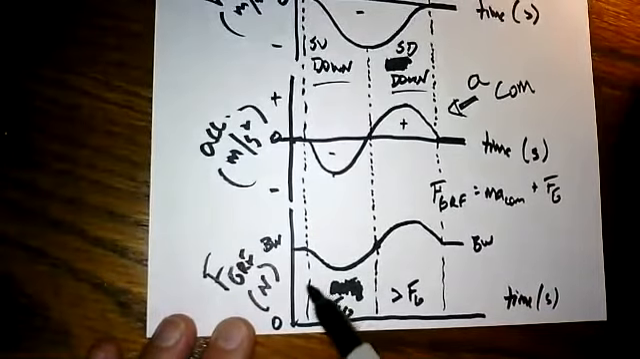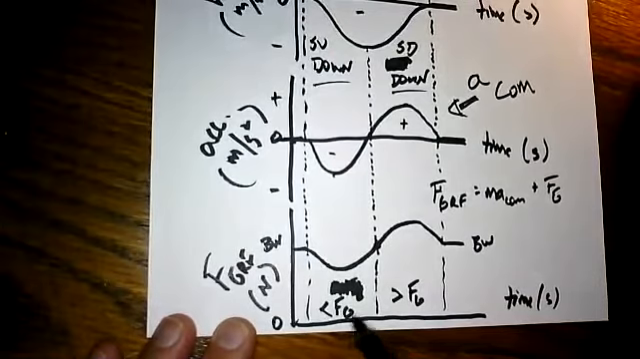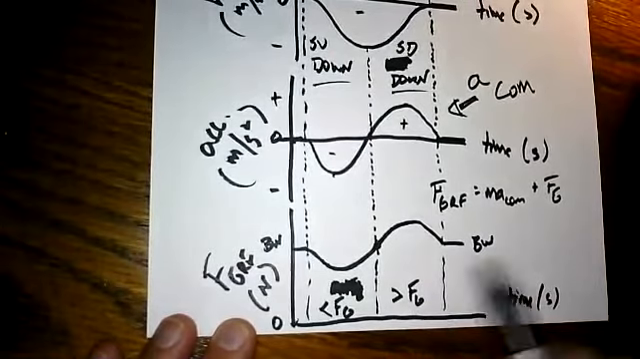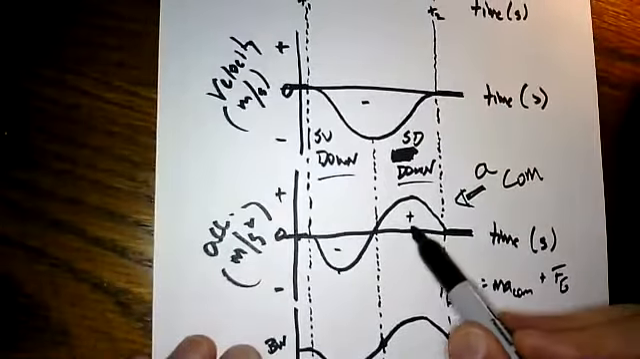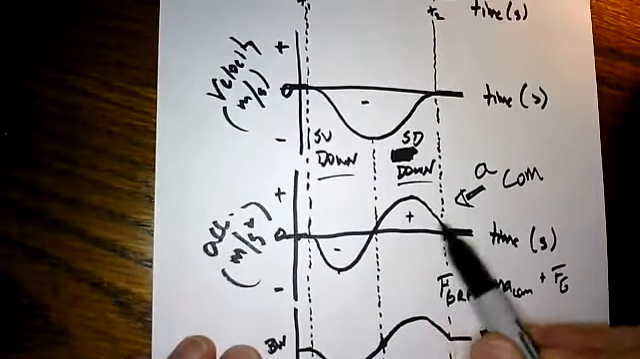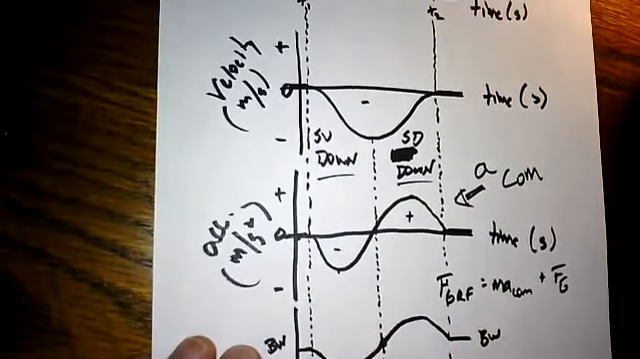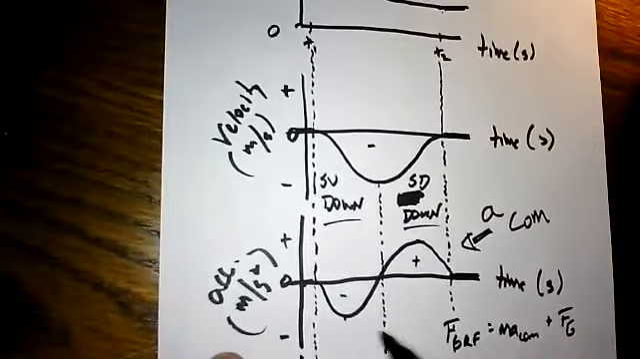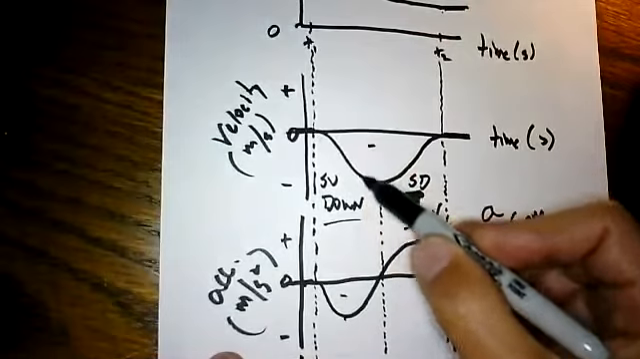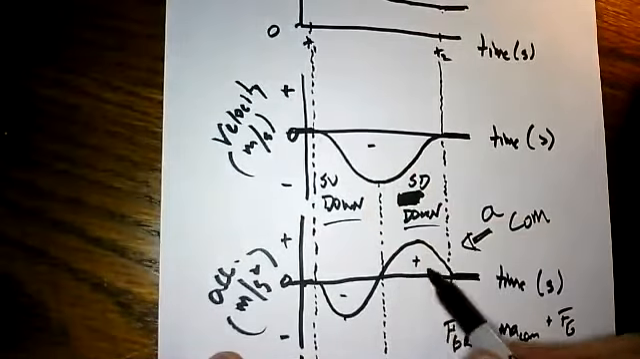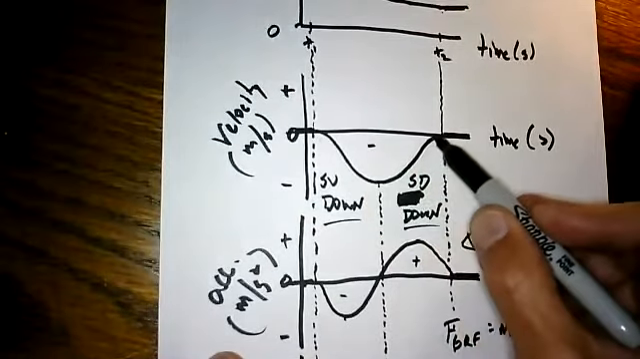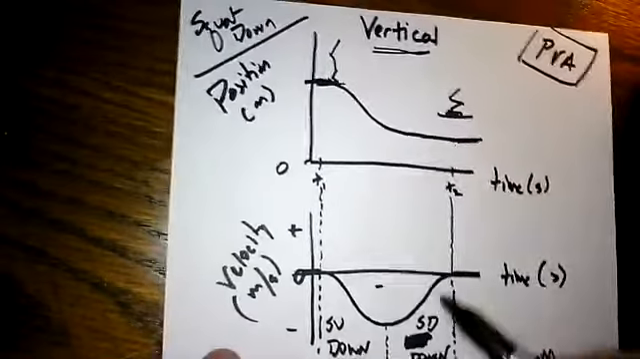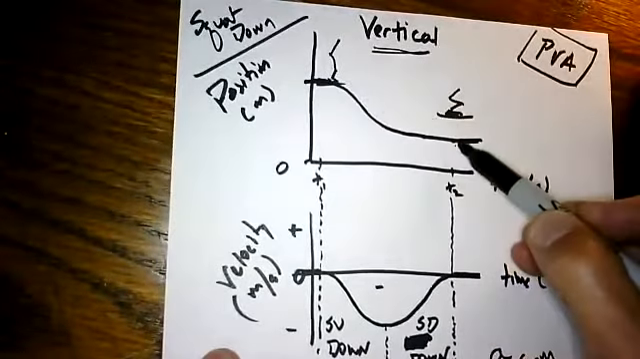And in this region, the ground reaction force will be less than body weight. In this region, greater than body weight. Why? Because acceleration is positive in this region, acceleration is negative in this region. That is the mathematical explanation. Why is acceleration negative? Because we're speeding up, moving downwards. Why is acceleration positive? Because we're slowing down, moving downwards. And the entire movement is downward.